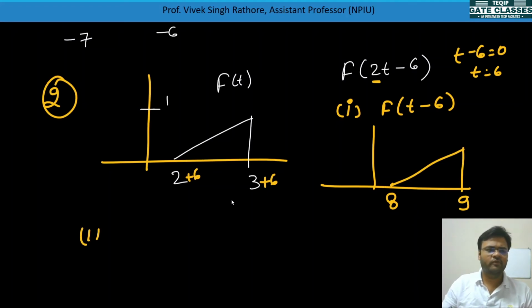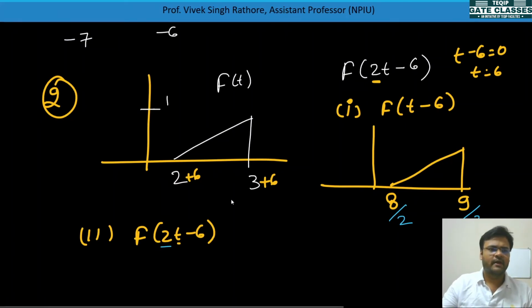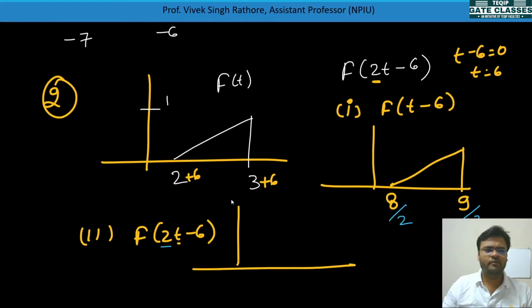Now for the second step, you can do f(2t-6). You have plotted t-6, and now you are just scaling it with 2. I told you while teaching that whatever the scaling factor is, you need to divide by it. So just divide by the scaling factor 2. If you plot it, the values will be 8 by 2 is 4, and 9 by 2 is 4.5, and the magnitude will remain the same.